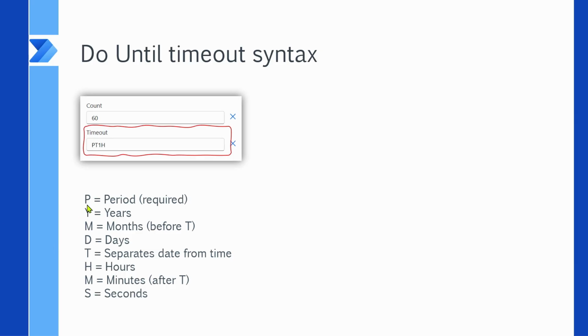P stands for period. So whenever you specify the timeout, you start with P. Y stands for years. M stands for months, assuming that it is before T. Here you have a T. If you find M after T, it's minutes. If it is before T, it is months. D stands for days. T separates the date and time, so if we have time included in the duration, you should put it after T. M stands for minutes, and S stands for seconds. Does it make sense yet?